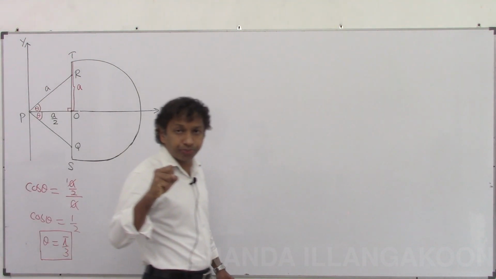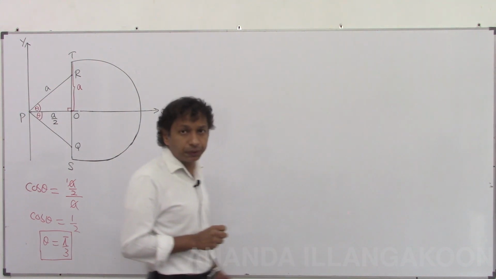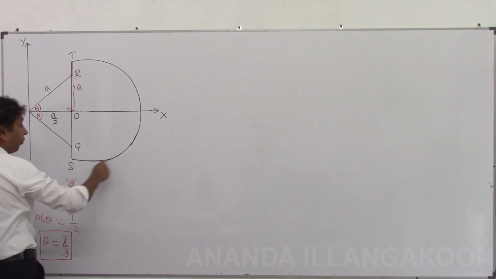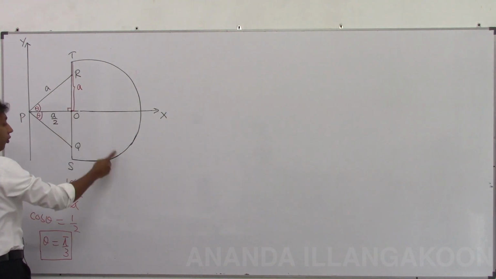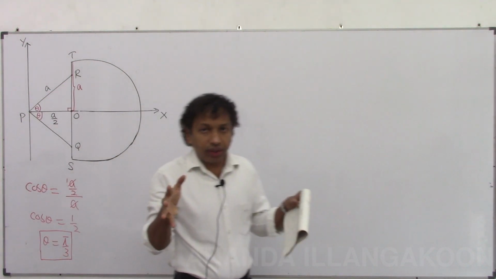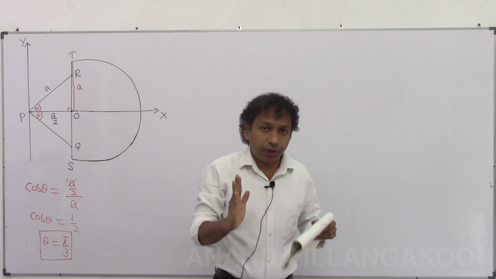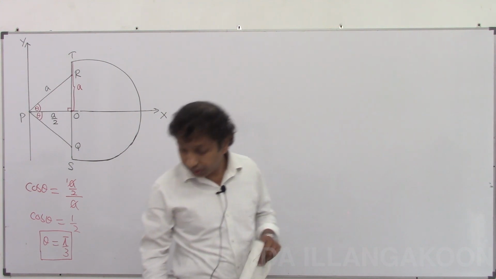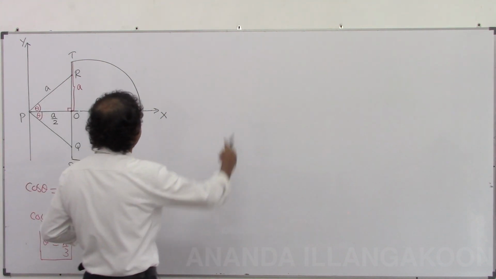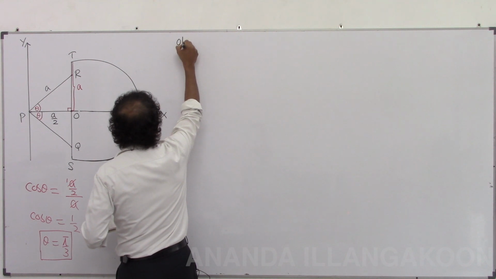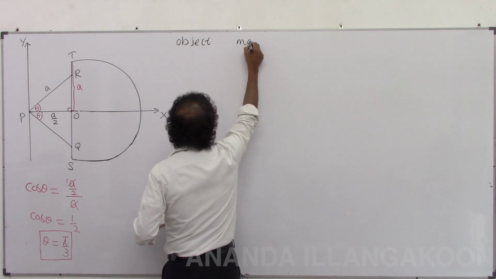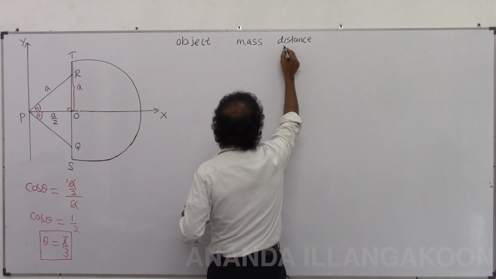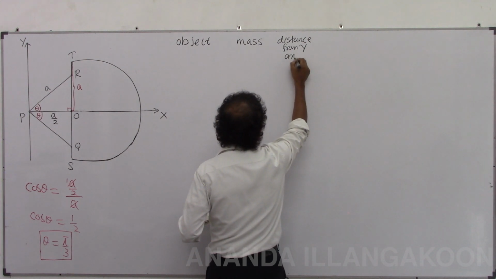Now, this object consists of how many parts? PR, PQ, ST, and the semicircular arc. 1, 2, 3, 4. By the combination of these only, finally the composite object is formed. Then, in our table, we have to include all these objects. Right. Now we'll prepare the table. Right. I write this one. Here, object, mass, distance from the y axis. This way.